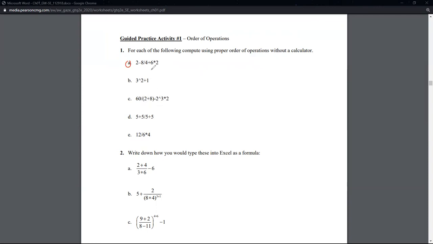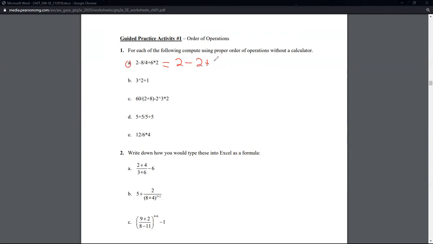All right, so 2 minus 8 is negative 6. Then it's negative 6 divided by 4. Nope, already did something wrong. Order of operations, we have divisions and multiplications. They should come before additions and subtractions. So let's leave the 2 and the minus. The 8 divided by 4. Now don't do the multiplication first. Do the division first because that's from left to right. 8 divided by 4 is 2.